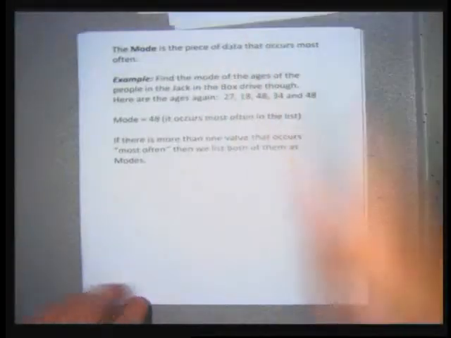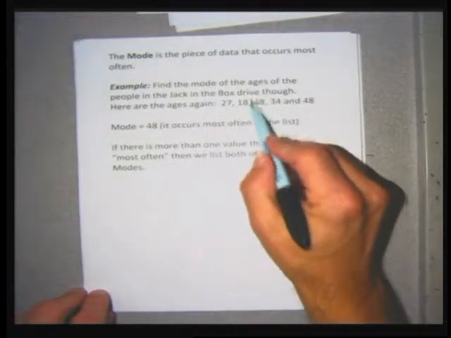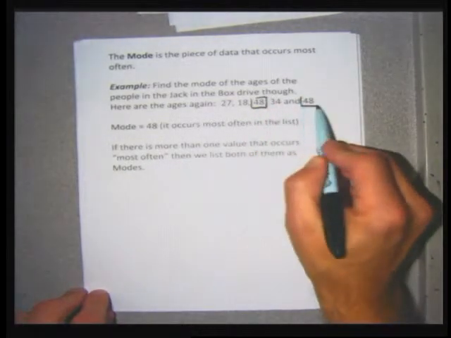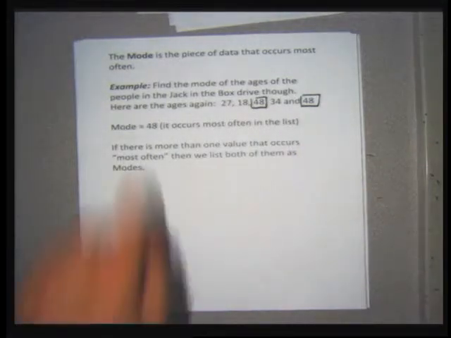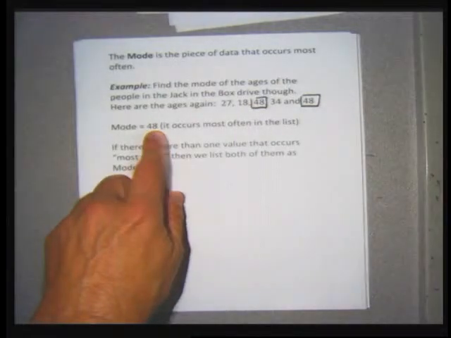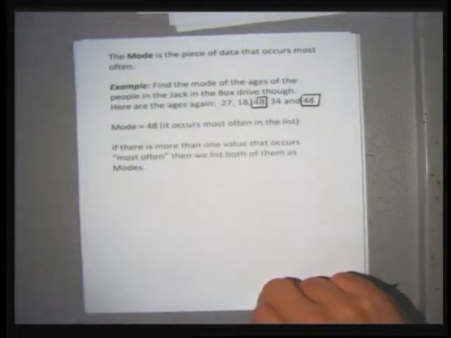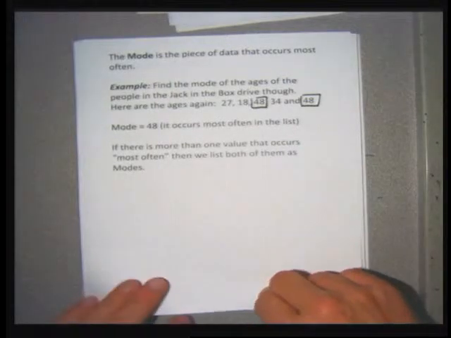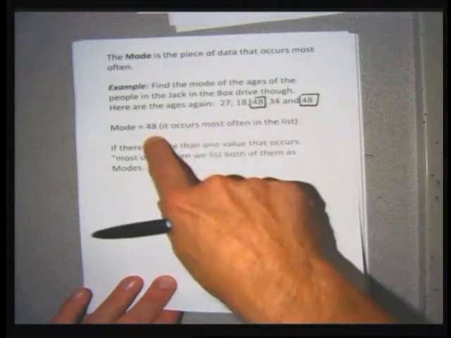The mode is the piece of data that occurs most often. And in this Jack-in-the-Box example, these are the ages of the people waiting in line at the Jack-in-the-Box. And the mode is the most frequently occurring number. And in this case, 48 is the most frequently occurring number. So we'll say that 48 was the mode. The next example gives us a set of data where there's more than one mode. In the previous case, 48 was the only number that occurred more than once.